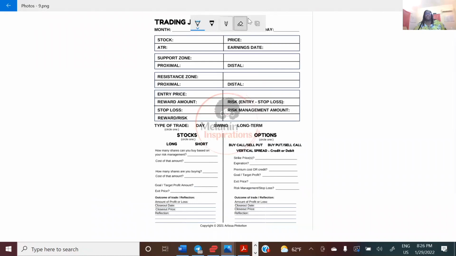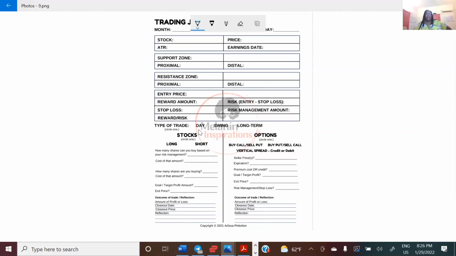On this page, this would be what month you're in, the stock, the price, earnings, ATR, your support and resistance places, prices here in the middle. This may or may not be important initially because this is probably going to be brought up and get closer once you are entering the trade.